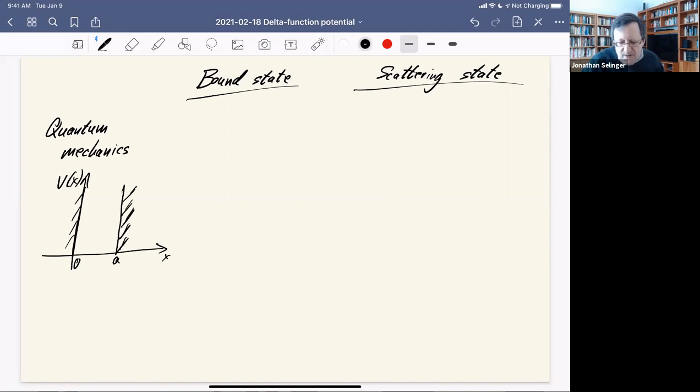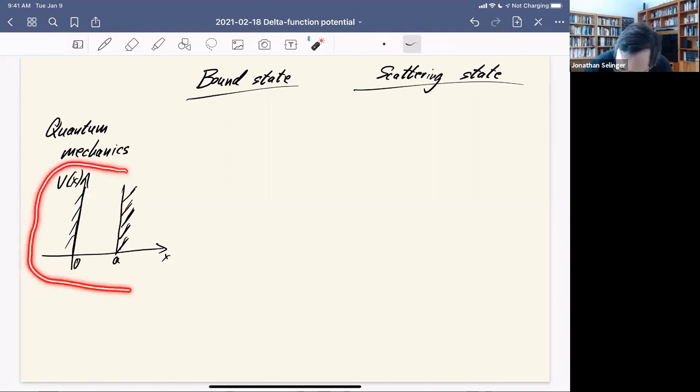Okay? So in this case, the energy needed to go to infinity is infinity, right? The particle cannot possibly go to infinity. So if it has any finite energy, it must be bound, and so this should really be in the column of bound states.